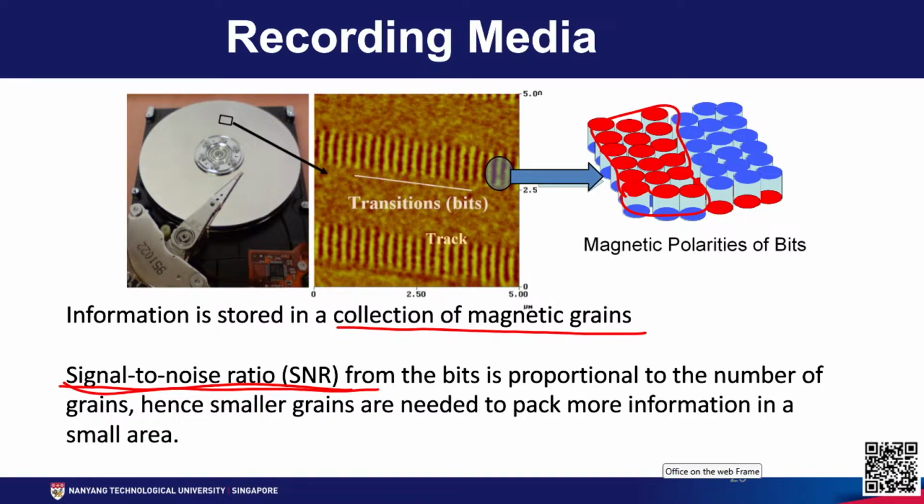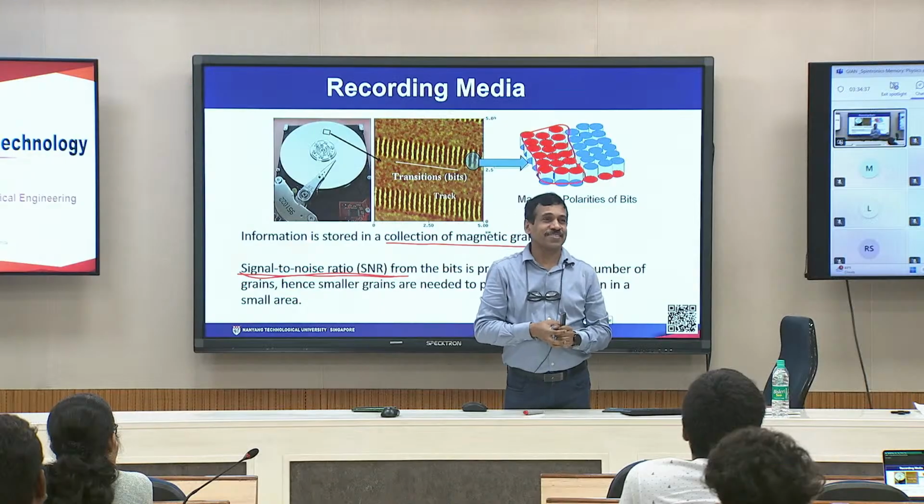Okay, just show me a hand, how many here are electrical engineers? 1, 2, 3. Physics, the majority is physics. Okay.